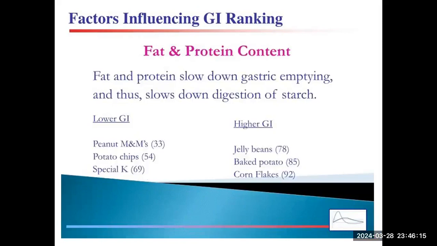Factors influencing glycemic index ranking: the fat and protein content of the food. Fat and proteins slow down gastric emptying and thus slow down digestion of starch. So, for example, peanuts, potato chips, and similar foods give you a lower glycemic index. Higher ones are jelly beans, baked potatoes, cornflakes, and so on, which give you a higher glycemic index.